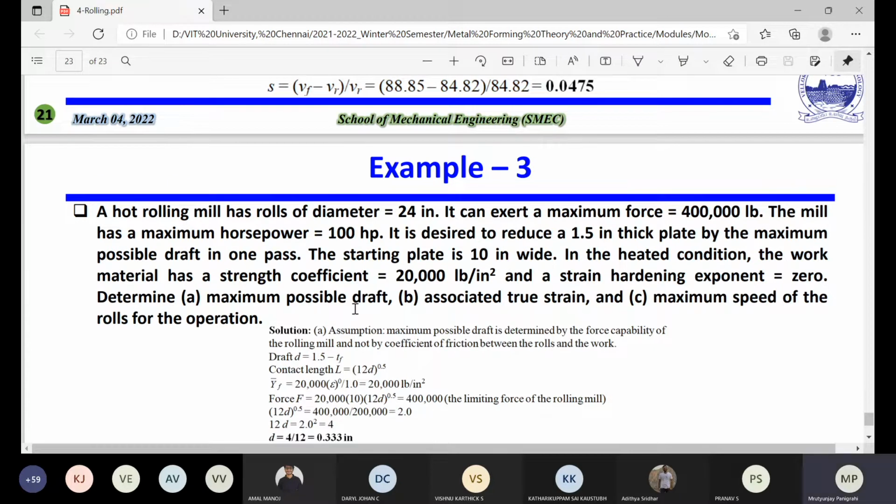So you can see the first part I have shown here. The draft you have, because this is written that it is desired to reduce a 1.5 inch thick plate. So that means the initial thickness is 1.5. So D equal to 1.5 minus TF.